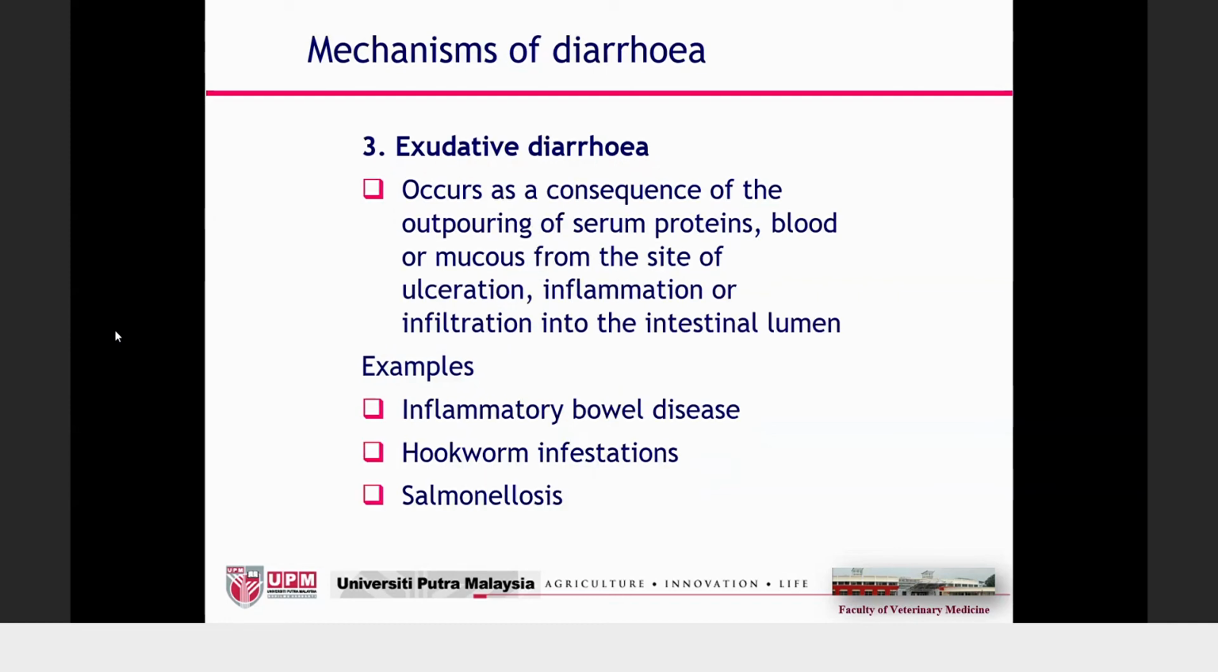Exudative diarrhea occurs as a consequence of outpouring of serum protein, in the case of salmonellosis, blood and mucus from the site of ulceration, inflammation and irritation of the intestinal lumen. Inflammatory bowel disease and hookworm infestation are usually associated with exudative diarrhea.